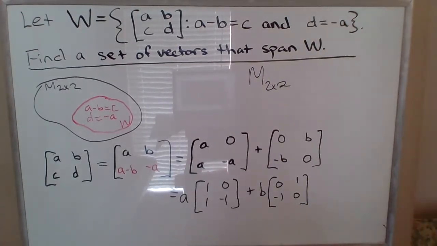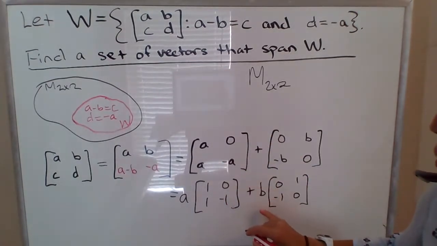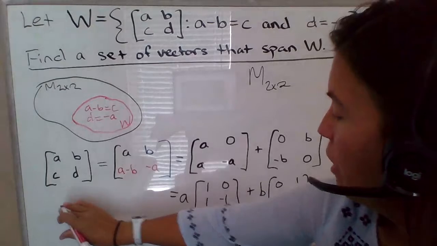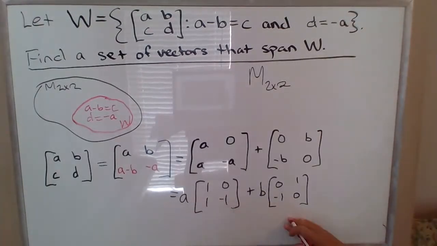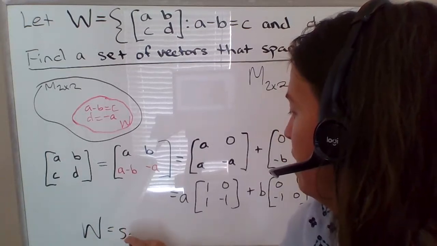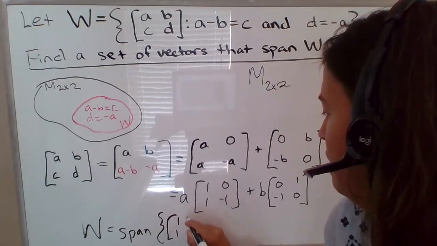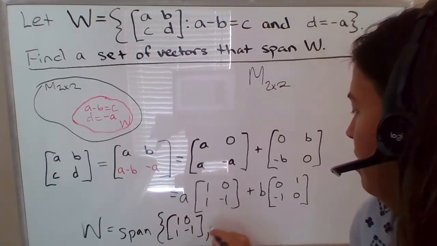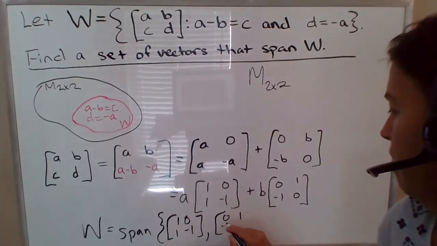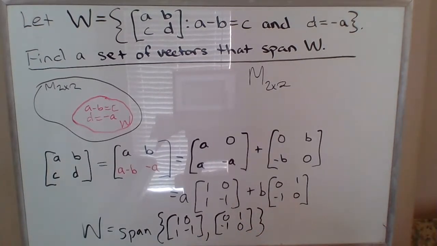So here we have two elements of this set W where we can express just any element of W as a linear combination of these two matrices. In other words, these two matrices will generate all of W. So W is equal to the span of this matrix and this matrix. And there's your answer. There's the matrices that span that set.